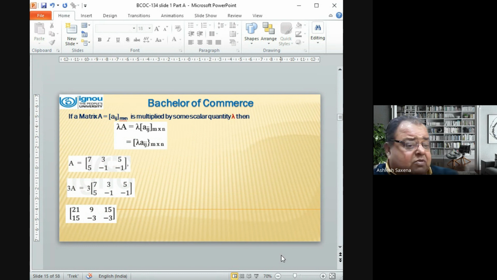Now we see a problem. Matrix A is in front of you. That is 7, 3, 5, 5, minus 1, minus 1. You have to evaluate 3A. This is the exact form of how it is written: 3 times matrix 7, 3, 5, 5, minus 1, minus 1. That means each element, we have 6 elements, will be multiplied by 3.